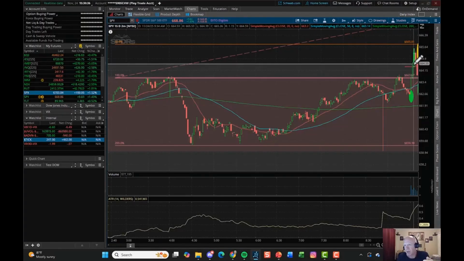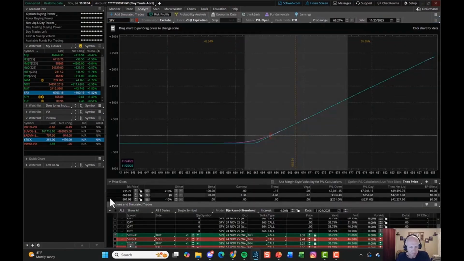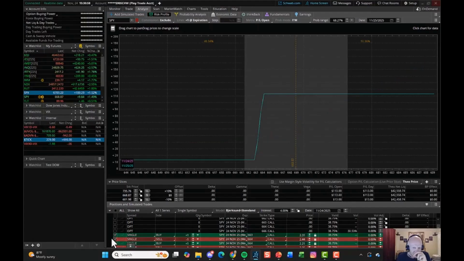So when I break these lows here, then I might want to look at doing something. I could sell the position and take my profit, or I could play around with it. So I chose to play around with it. I come in here and I sell a 664 option. Now the power of what I did here is that I've now taken all my risk out of the trade.